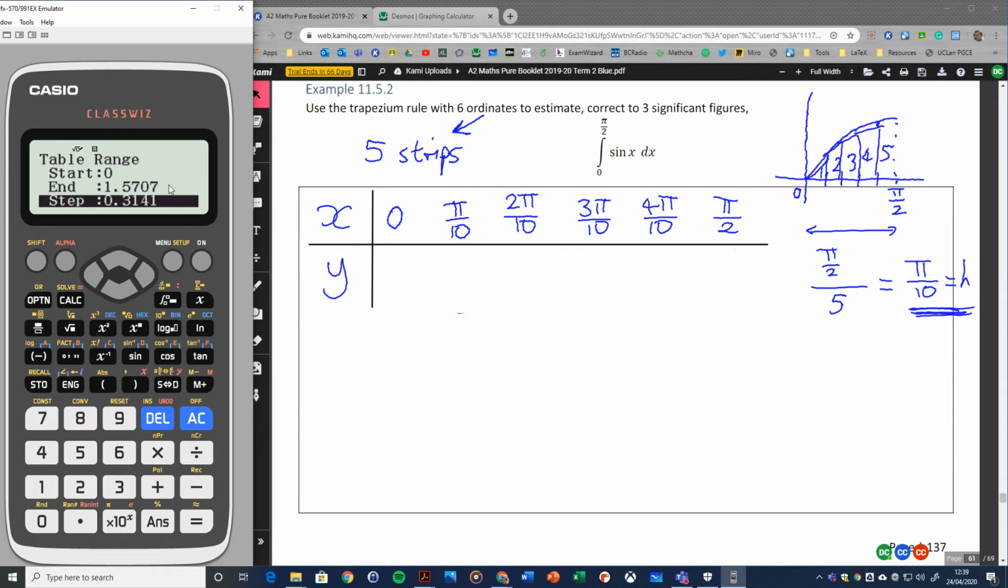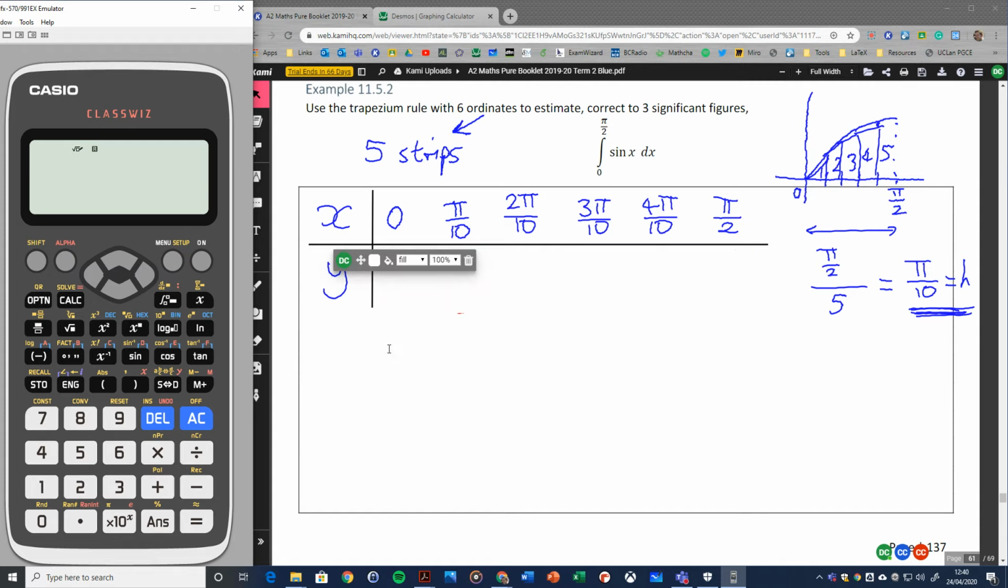So going from 0 to pi over 2 with a step of pi over 10 gives me these, and if I highlight these y values and try to store that one under a, for example, it just won't let me. If it worked, it would have given you a confirmation message saying that that number has been stored under a. So unfortunately, I'm not going to use the table mode for this one. I'm going to go back to ordinary mode number 1.